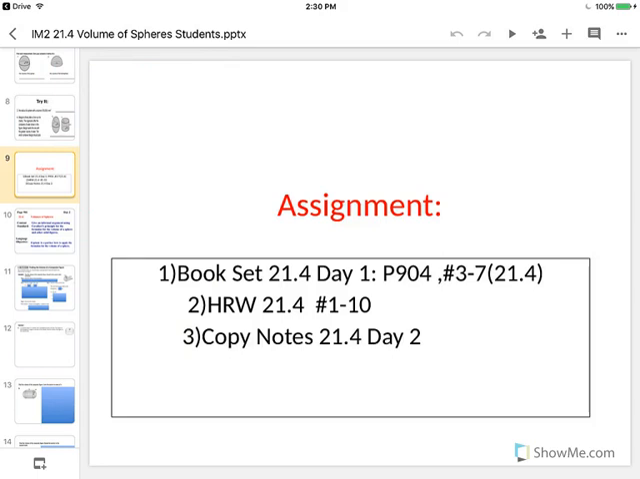This is the end of our Day 1, 21.4. You have your book set assignment, you have your HRW assignment, and you are also to copy down notes for 21.4 Day 2.